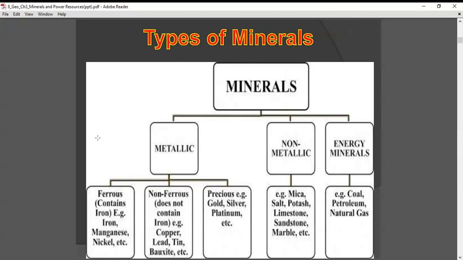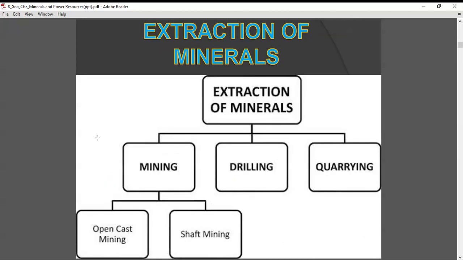And then the other most important minerals which we have are the energy minerals. These are the minerals which we use for production of energy, for creation of power, electricity, for running our vehicles: coal, petroleum, natural gas, crude oil that we get from our earth. These are all the energy minerals. This is the classification of minerals.